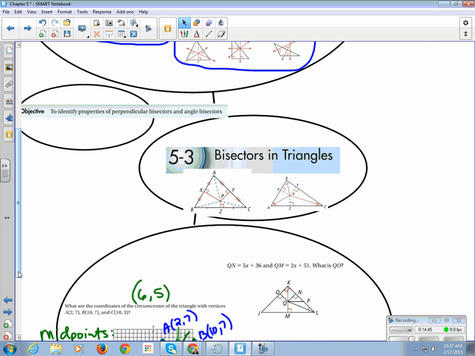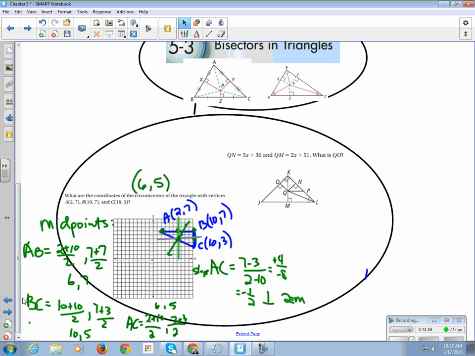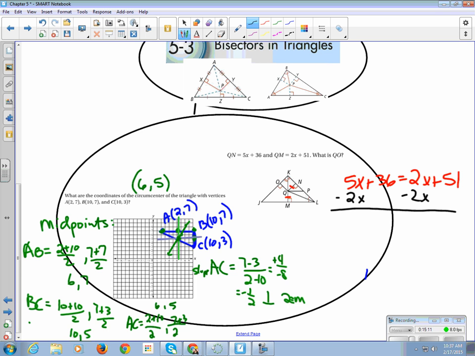So we can say that QN is congruent to QM. So we go 5x plus 36 equals 2x plus 51, and we solve. Subtract 2x from both sides. Subtract 36 from both sides. Divide by 3.